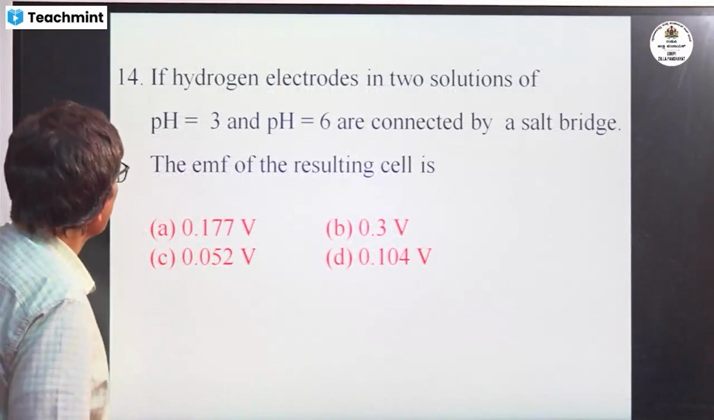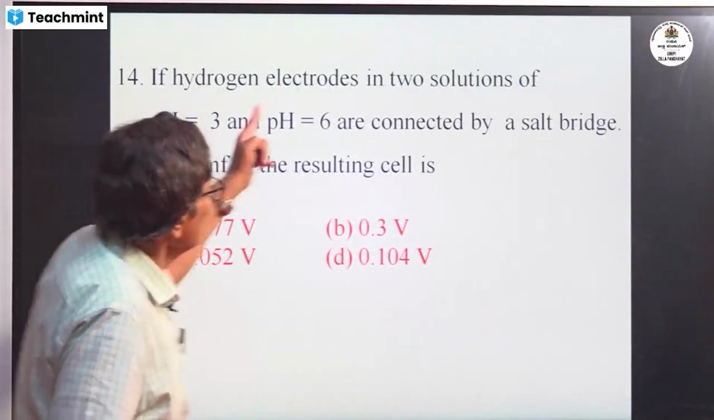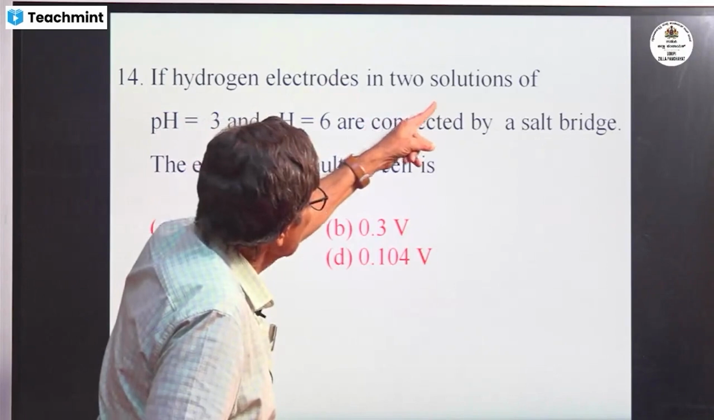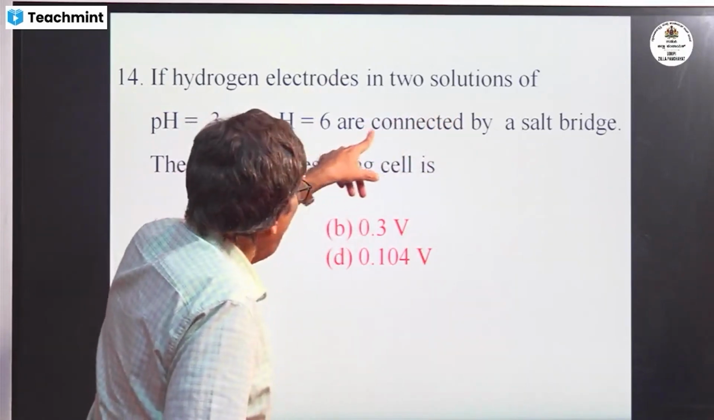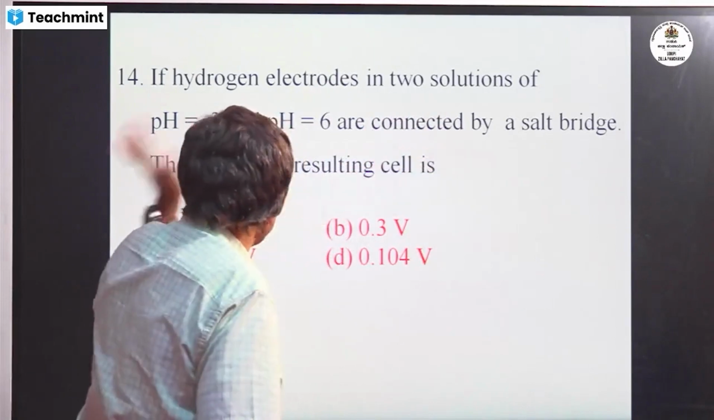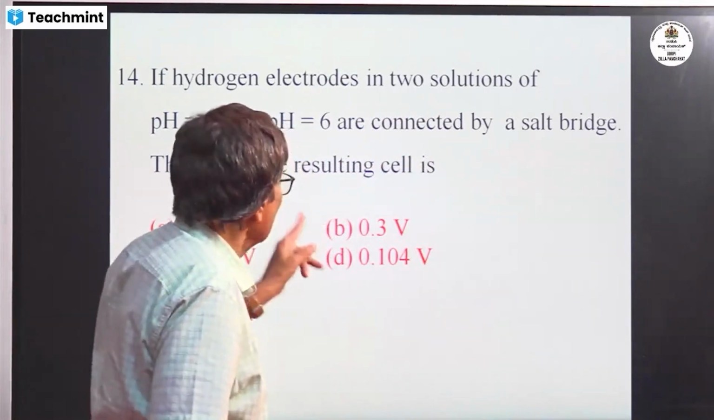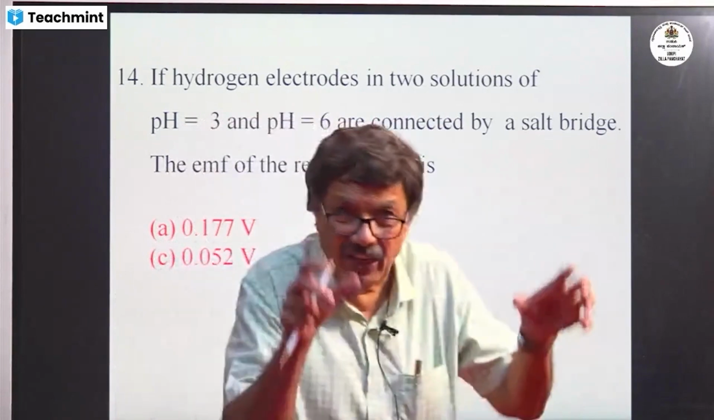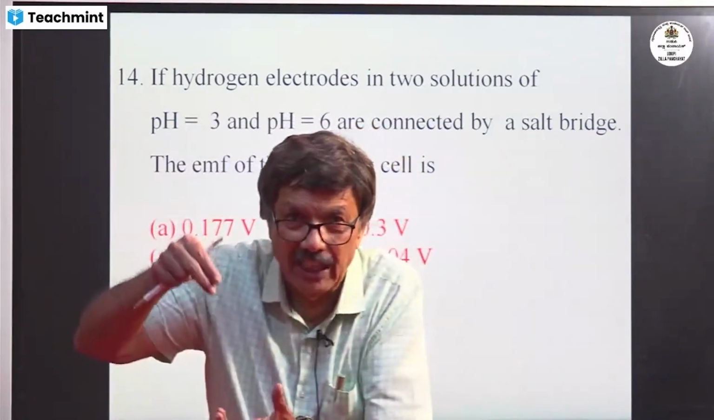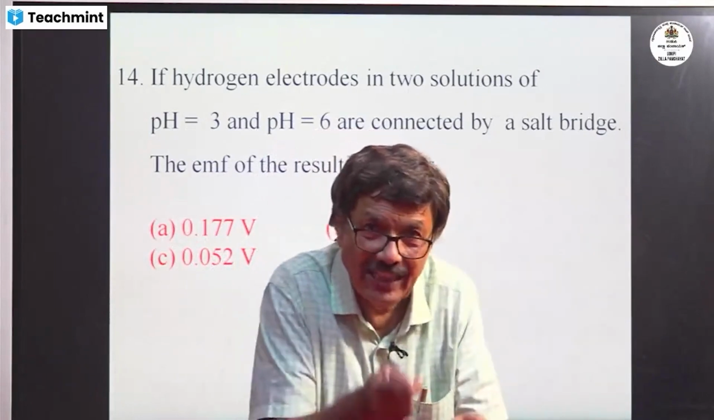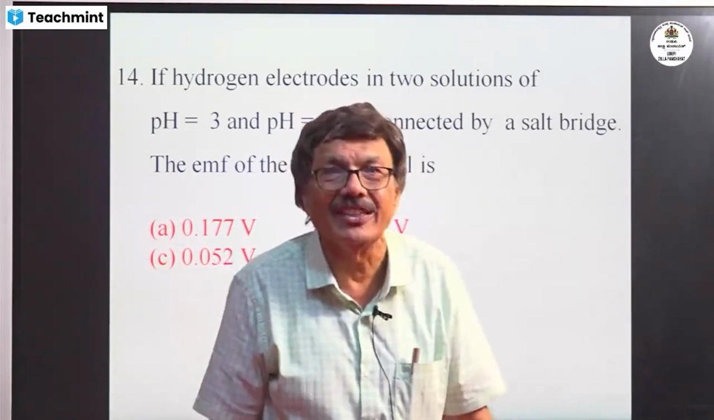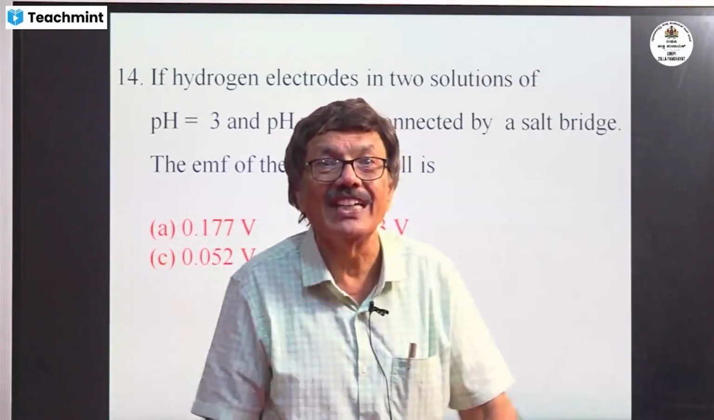Next slide. If hydrogen electrodes in two solutions, pH 3 and pH 6, are connected by a salt bridge, the EMF of the resulting cell is the same hydrogen electrode. One they have dipped in pH 6, another they have dipped in pH 3, and both have been connected using a salt bridge. What they have asked is, what is the EMF of the cell?